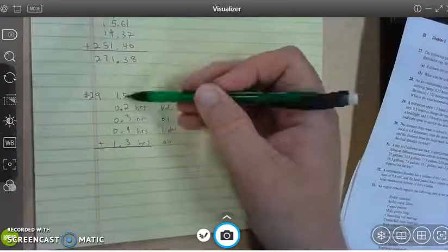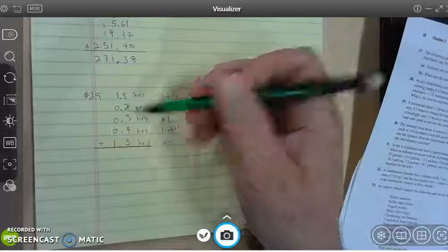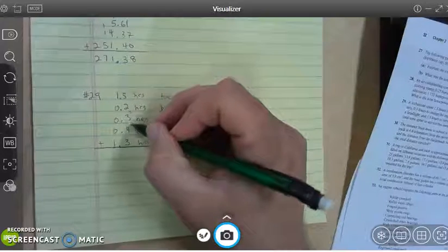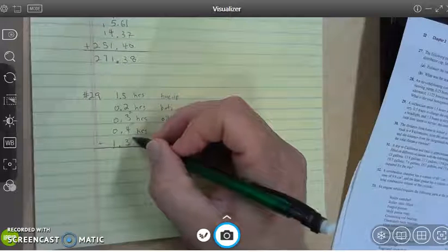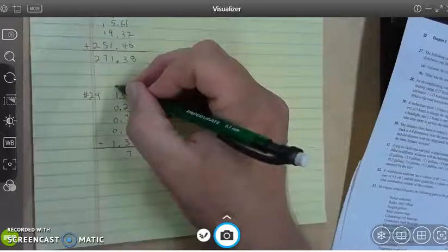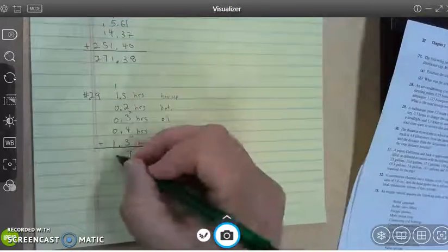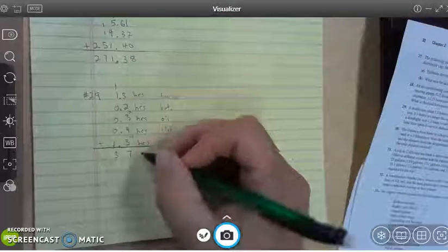So this is time. We're just going to add our decimals. So all our tenths places. 5 plus 2 is 7. Plus 3 is 10. Plus 4 is 14. Plus 3 is 17. So we bring our 1 up there. 1, 2, 3. 3.7 hours.